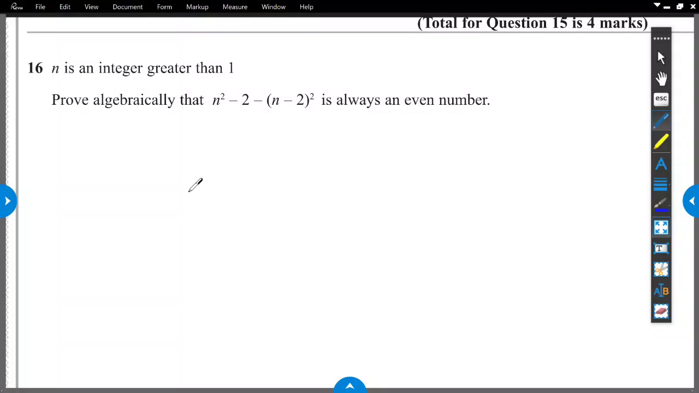An even number is divisible by 2, or it's the result of a number times by 2. If I take any integer at all and times that by 2, it's going to become even. So you kind of want to show that that fact is true here. And I'm going to take this algebra and simplify that down.